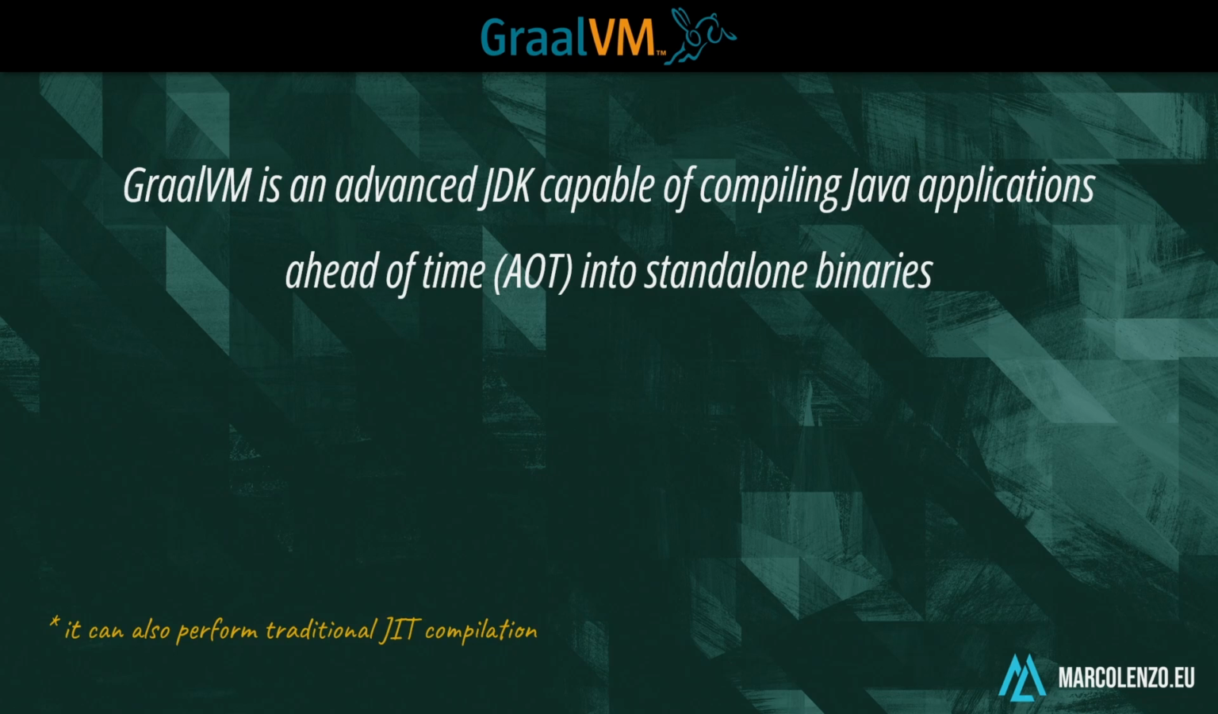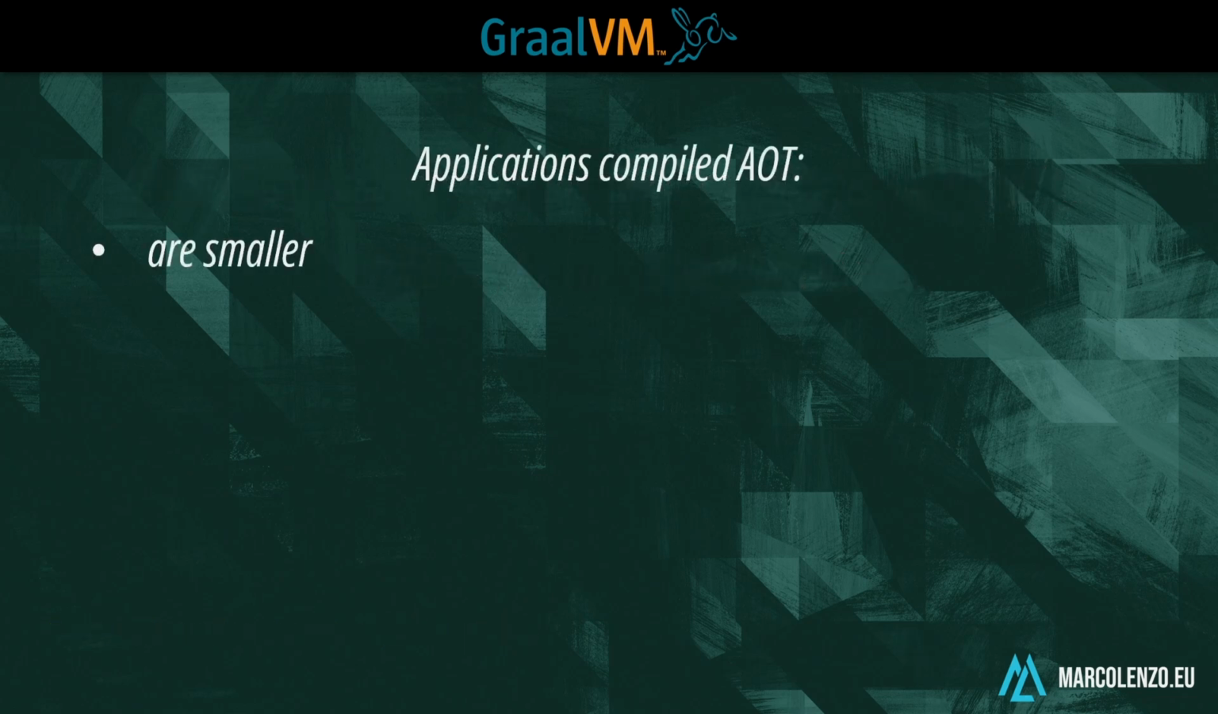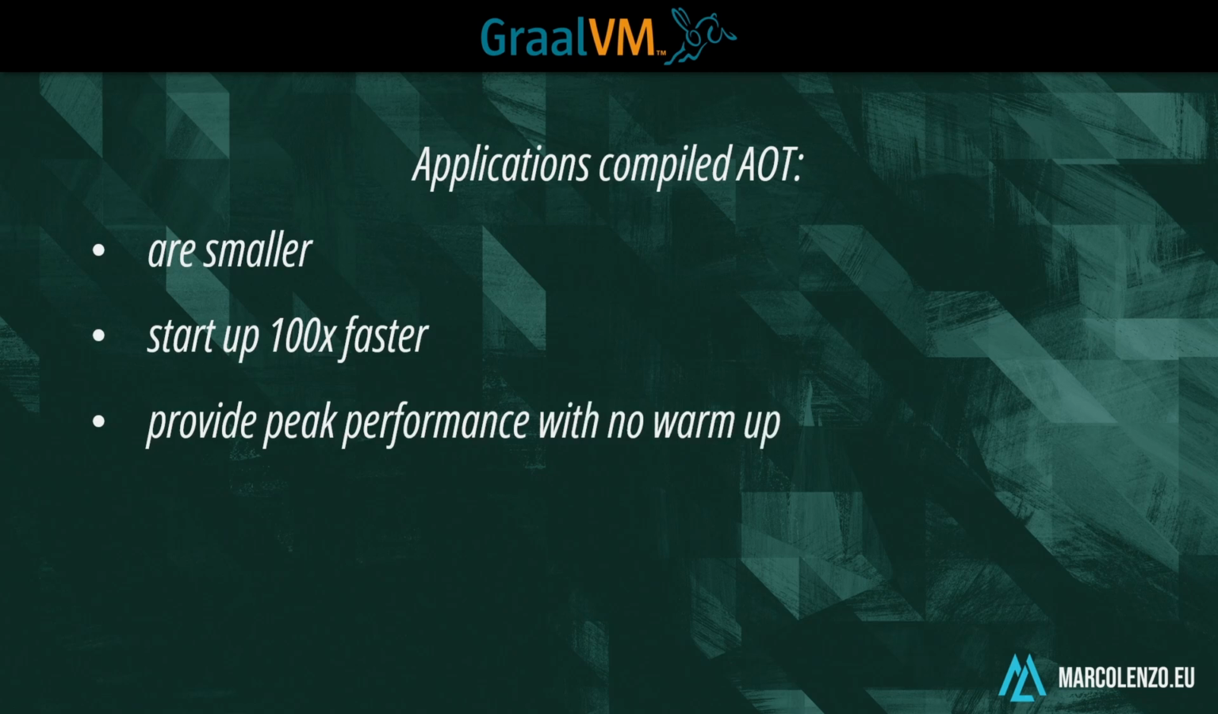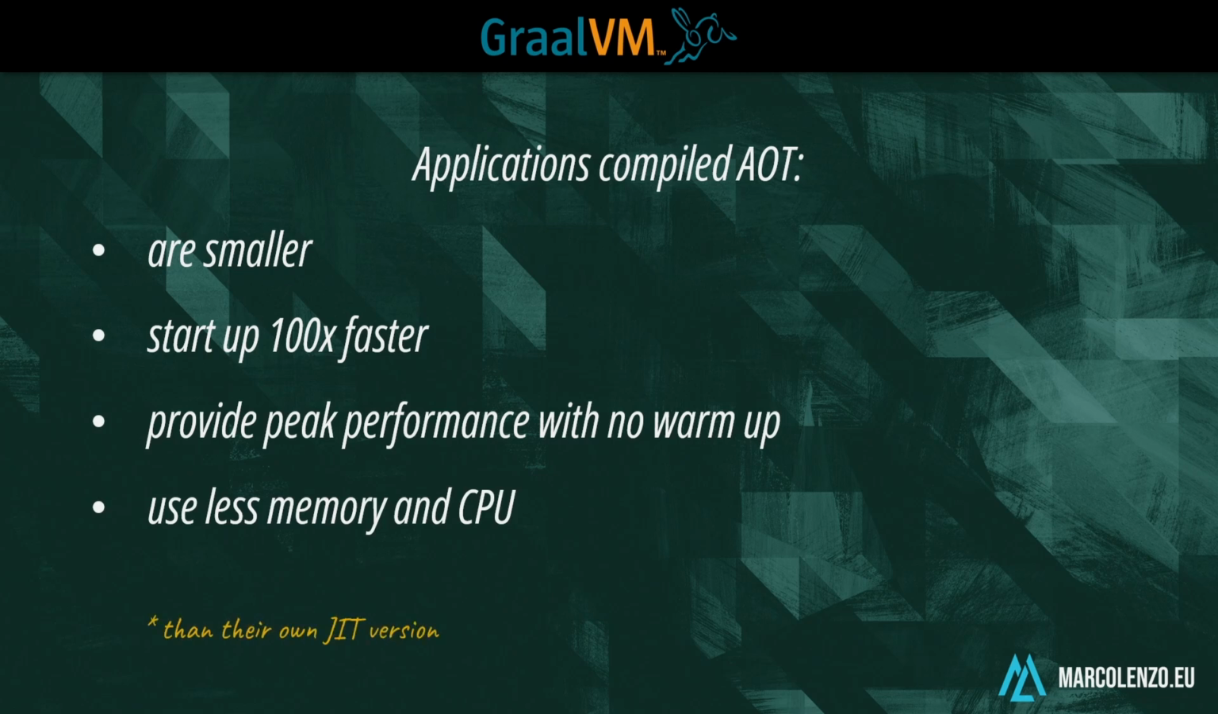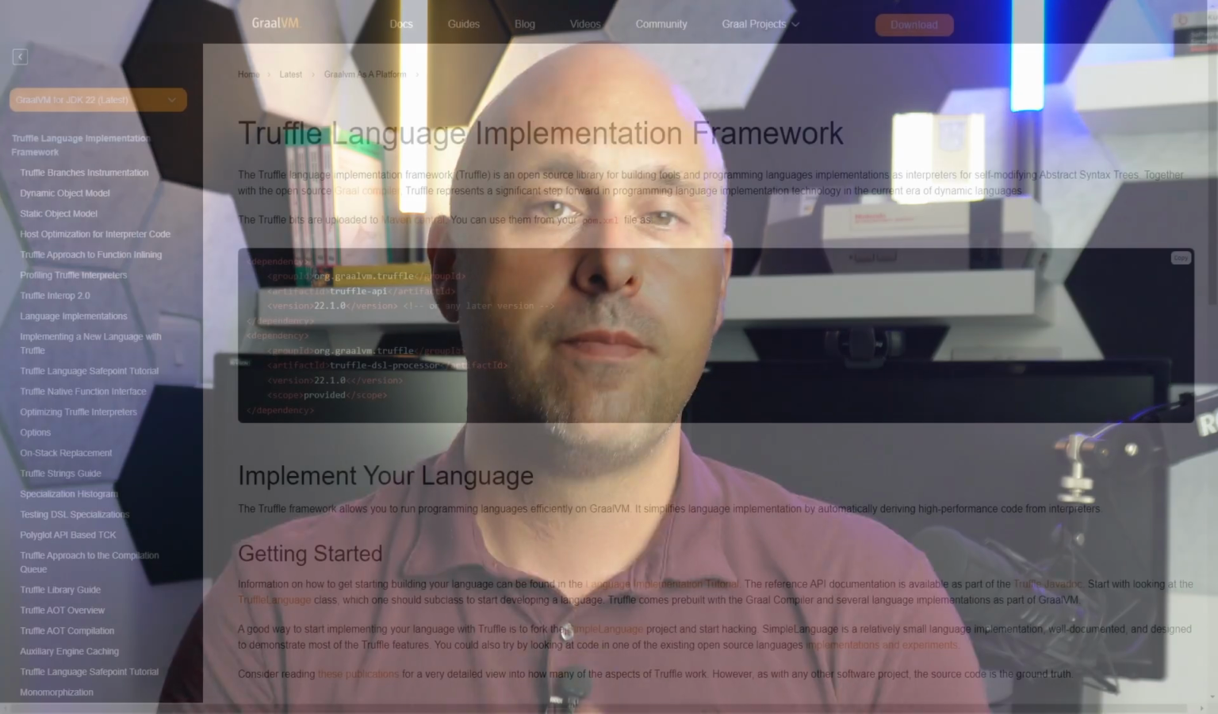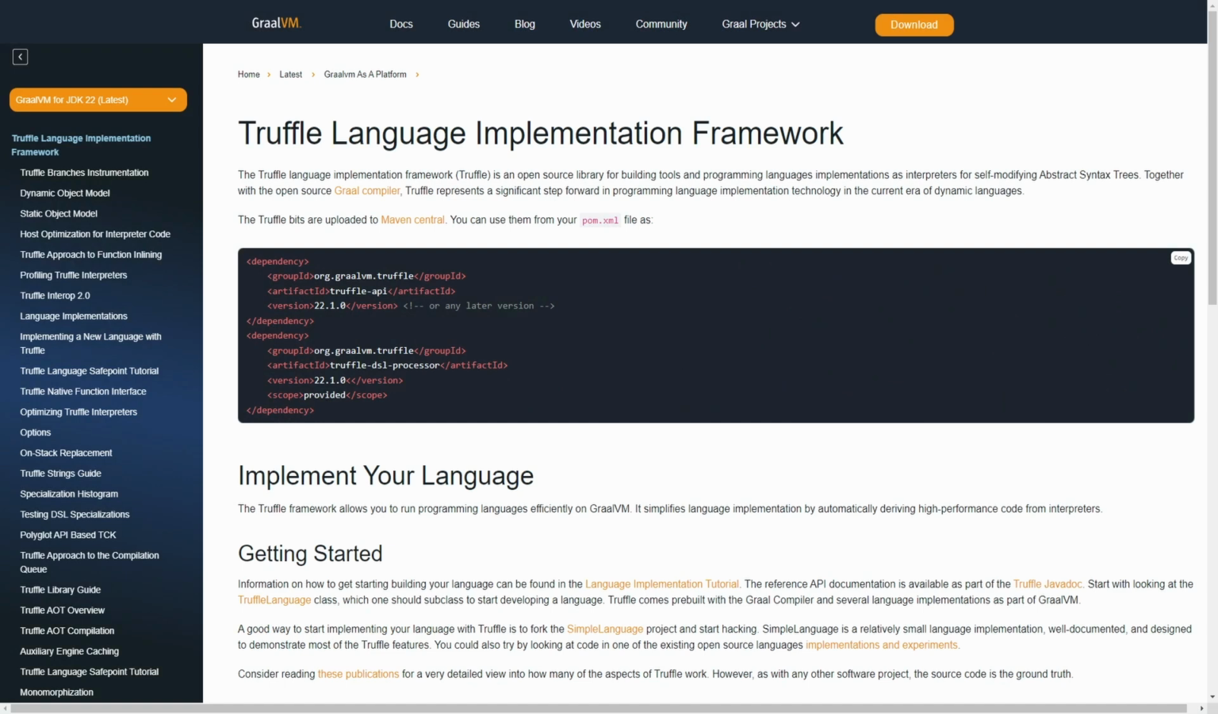The generated binaries are smaller, start up 100 times faster, provide peak performance with no warm-up, and use less memory and CPU than applications running on a traditional JVM. But there's even more. GraalVM supports JavaScript, Ruby, Python, and Dart, thanks to the Truffle language implementation framework. This library allows us to build tools and interpreters for other languages, meaning the number of supported languages could increase in the future. This is starting to sound too good to be true.